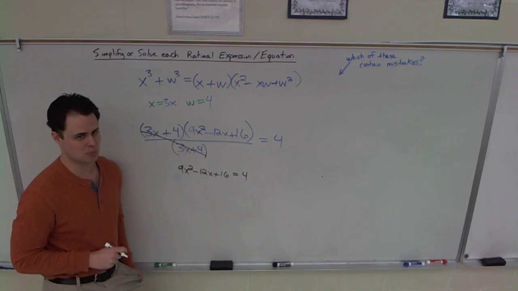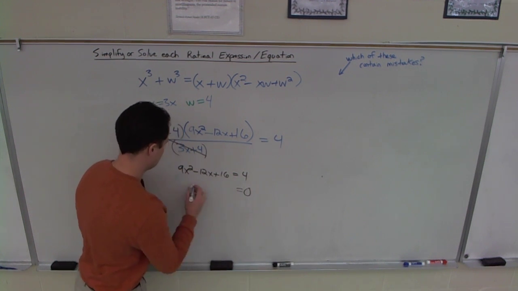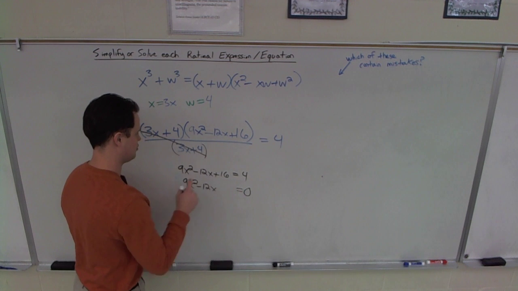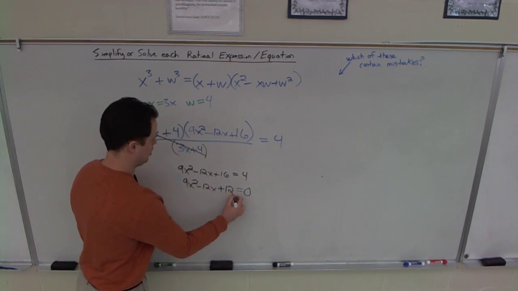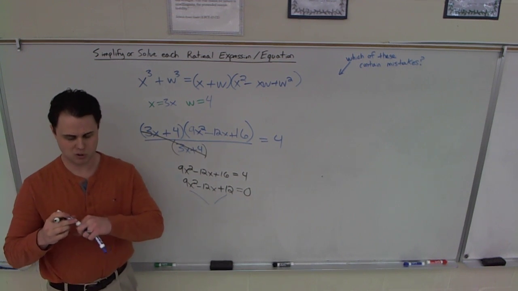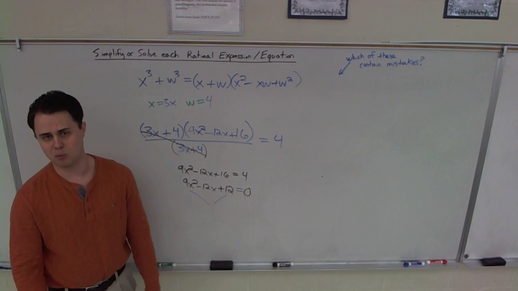That 4 is going to mess it up. Because what do I have to do first? Set it to 0. Yeah, so I need to move that 4. Say 9x squared minus 12x minus 4, minus 4 is 12. Now you could play this game. Try to factor this guy. I'm just going to cut to the chase and tell you it doesn't work, because, I don't know, maybe it works.